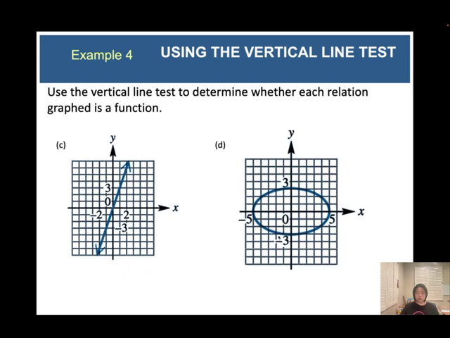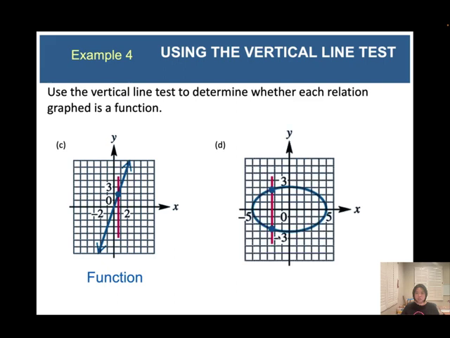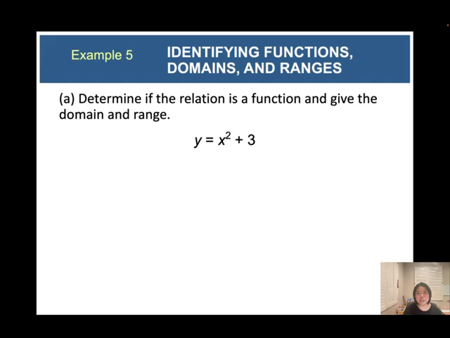Okay, try two more. This one, I only intersect one point, right? So this is a function. This one, I intersect more than one point, so this is not a function. Got the idea, right? Okay, determine if the relation is a function and give the domain and range.